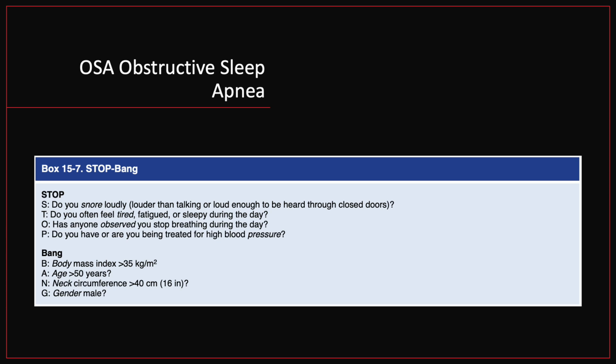All right, so this is a great slide or table from the book. The STOP-Bang test is a good way to assess your patient and see if they have sleep apnea. If they answer yes to these questions or have these risk factors, then they're definitely going to be at high risk for having sleep apnea. I would know this stuff right here, and then I would be familiar with these questions.